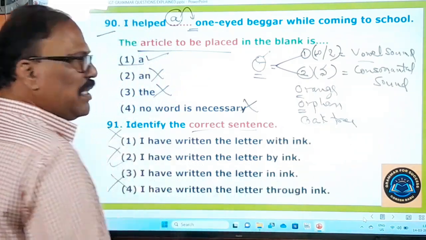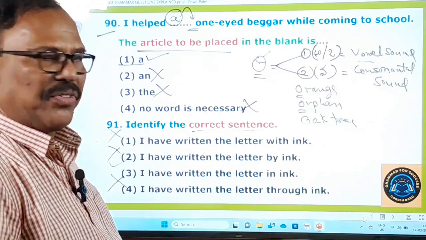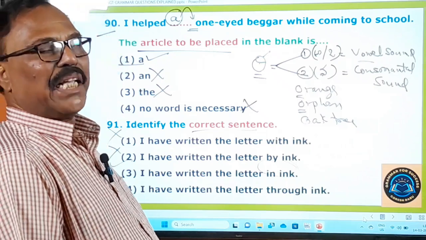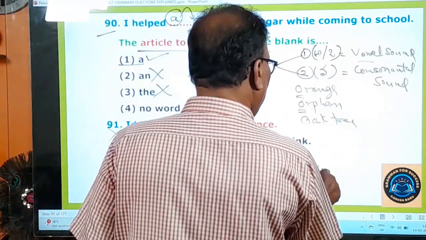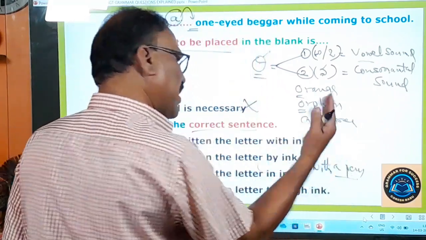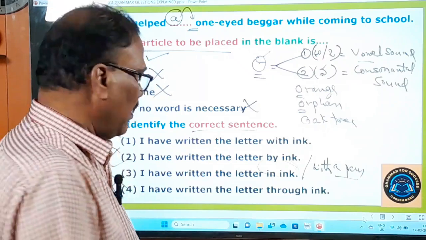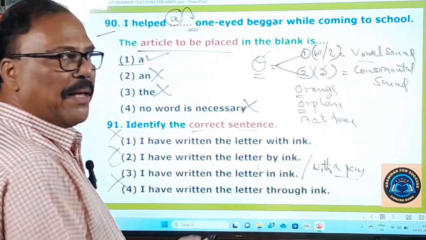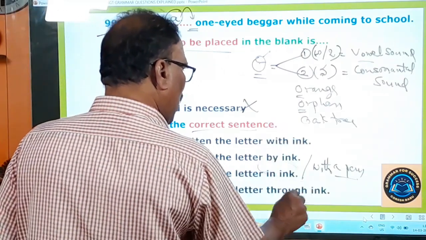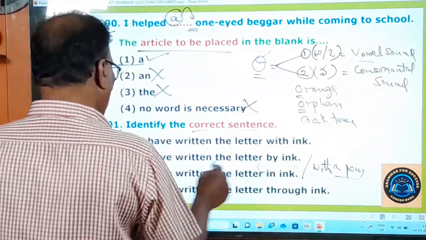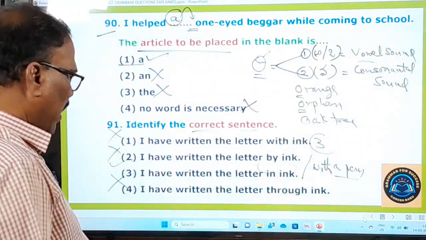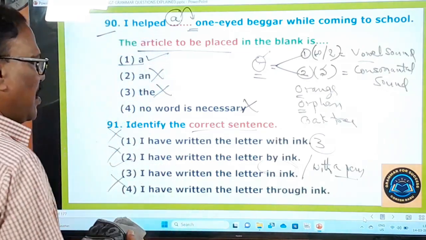So dear DSC candidates, please remember one thing. You have to use always in ink, in pencil. In ink means with a pen. That's another meaning. So I have written the letter with a pen. That's okay. I have written the letter in ink. In ink means, again, with a pen. That is the meaning. So with ink wrong, by ink wrong, through ink wrong. Only in ink is the right one. So your option is going to be the third one. All others are the wrong options. Okay. And now let's move on to the next question.